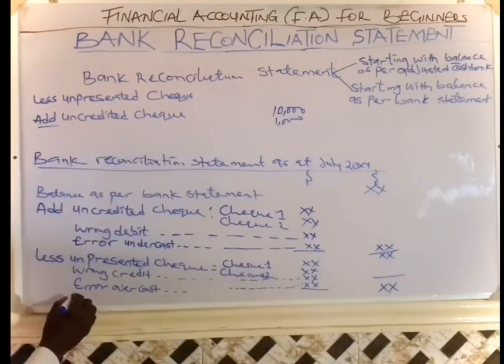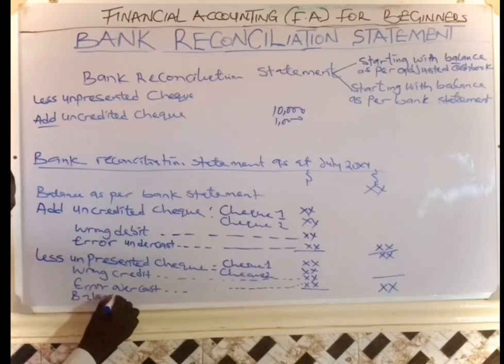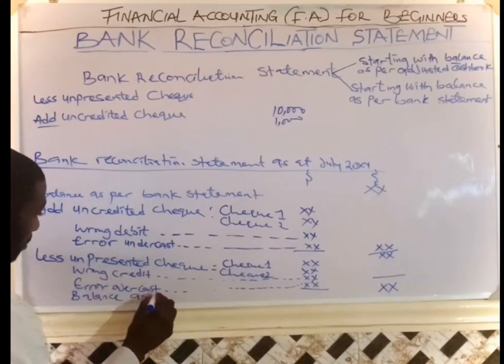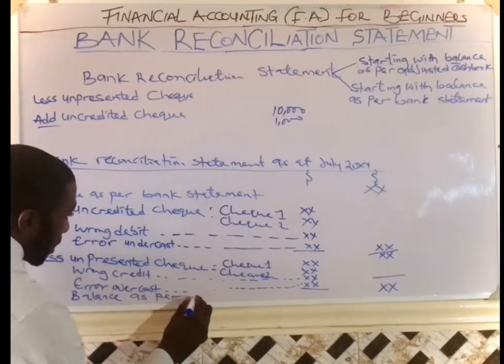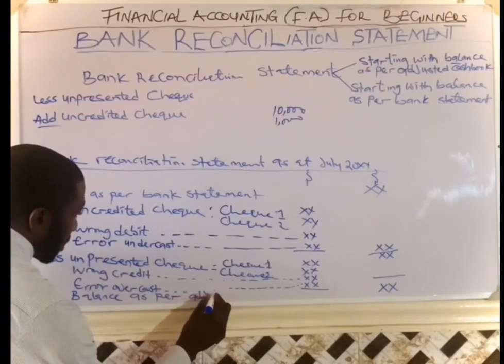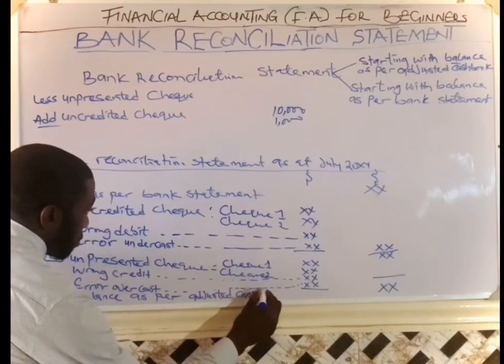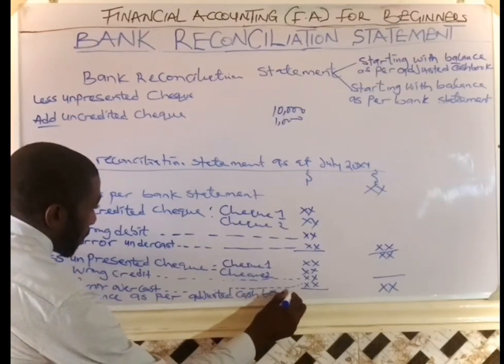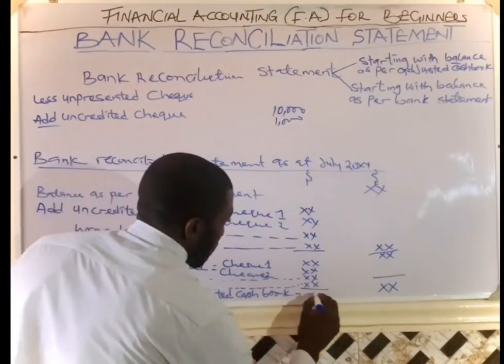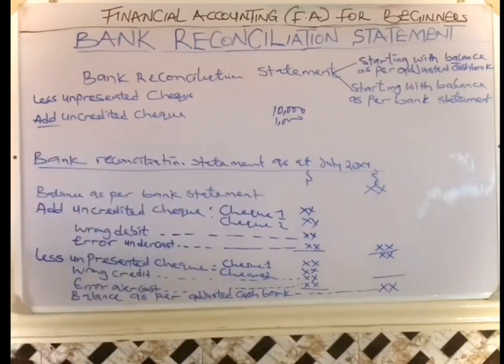So this will be balance as per adjusted cash book. Period. It's very simple. So this is a standard format of bank reconciliation statement.